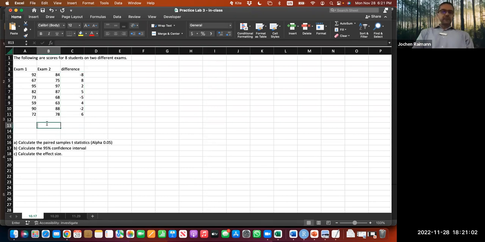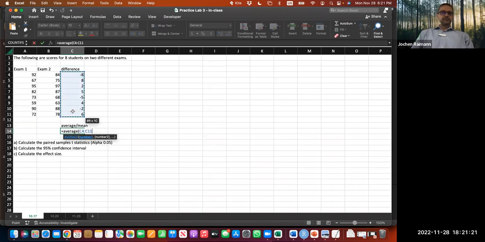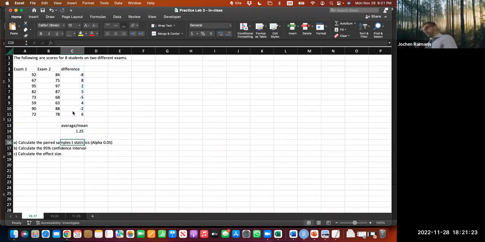Now we calculate the mean. So we calculate an average or mean. And this basically is the average function of C4 to C11. I'm doing it a little faster for a reason, because I want to get as much covered today as possible, and also for you to have a chance to submit your practice.